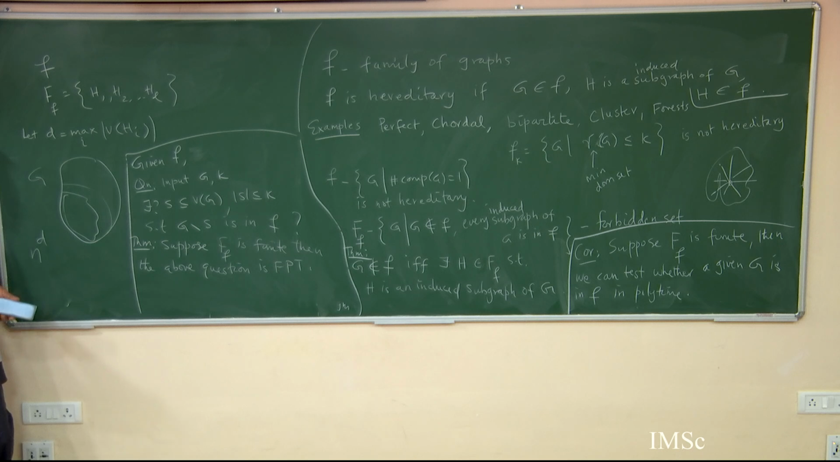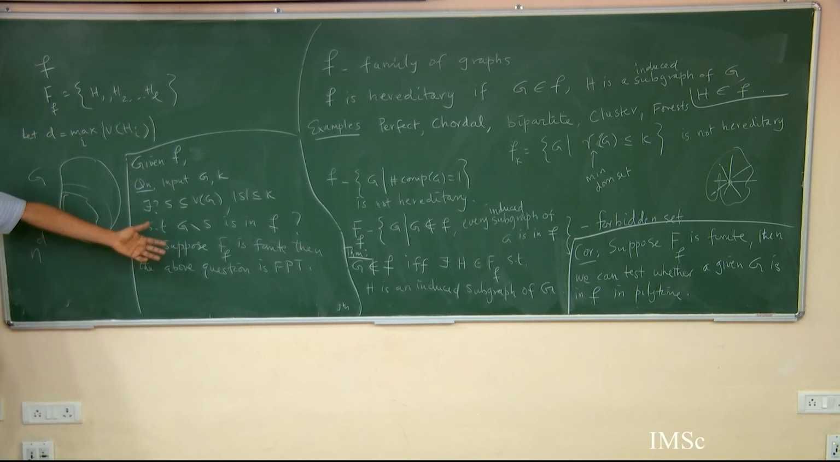Pick a member of the forbidden set which is a subgraph of G. So, this n to the d algorithm I will do: I go to my G and check whether any of these H is a subgraph of G. If not, great, G itself is in my family, no problem. I do not even have to delete any k vertices.